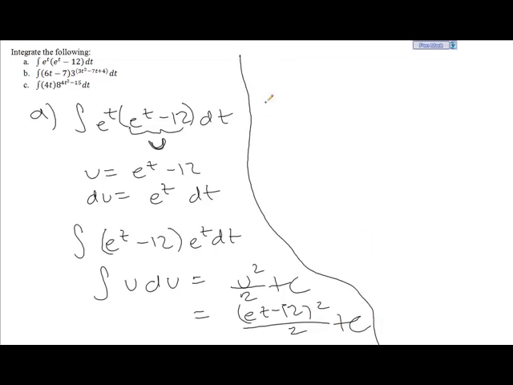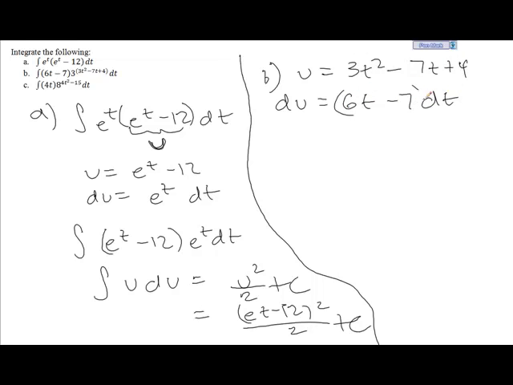In letter B, we have a similar situation, except we notice this is an exponential function, and we notice that actually the exponent, 3t squared minus 7t plus 4, its derivative is exactly what I have as a coefficient here. So I'm going to let u equal 3t squared minus 7t plus 4. That means my du is equal to 6t minus 7 dt. That's exactly what I have left.